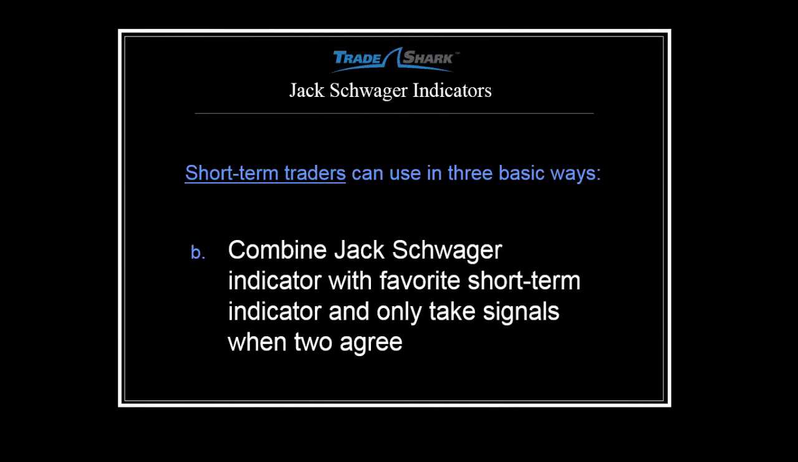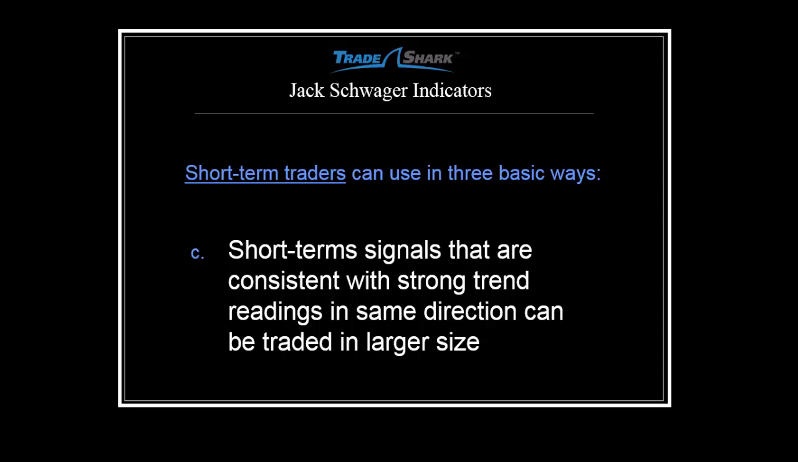Second, you can combine these indicators with your own favorite short-term indicator, creating a new signal wherein you only take trades when both indicators agree and presumably thereby have higher probability signals. And third, short-term signals that are consistent with strong trend readings in the same direction can be traded in larger size.